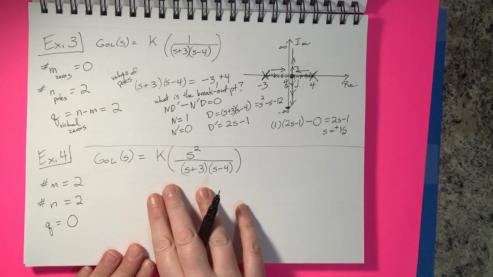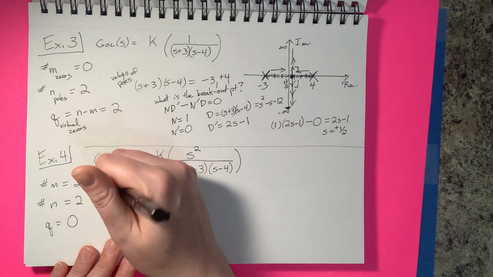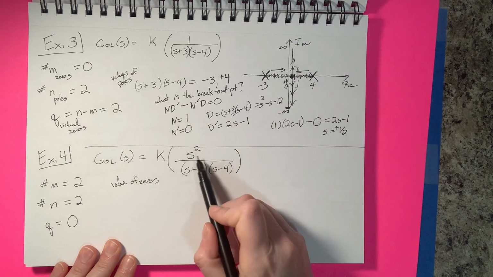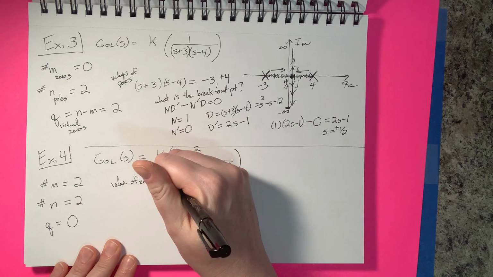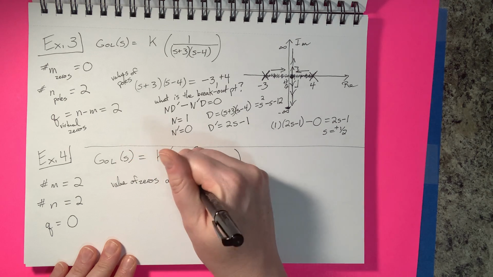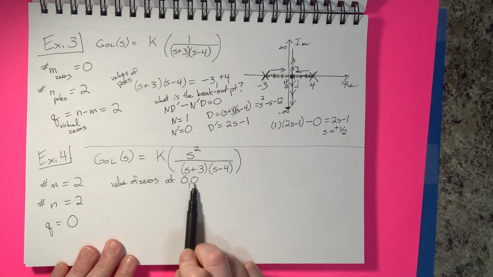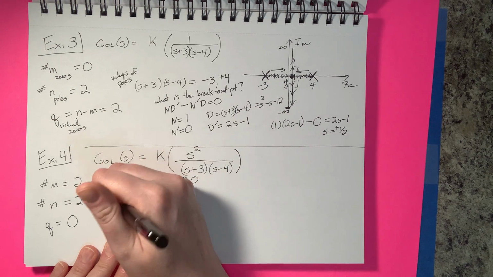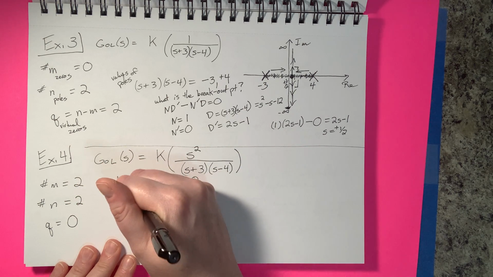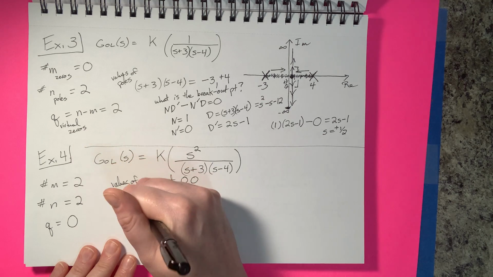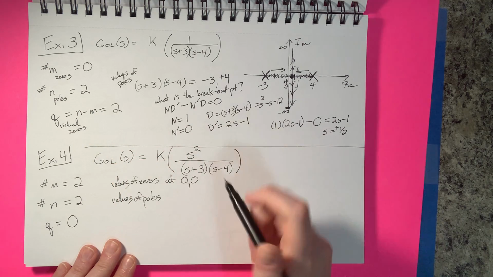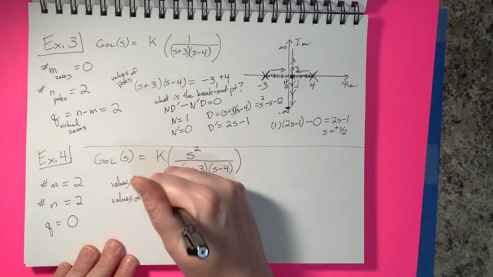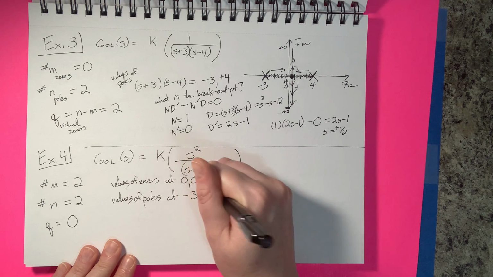Okay, so now we find the values of the poles and the value of the zeros, okay? Value of zeros, we've got 2, they're duplicated at 0. So I like to list them out independently if I have a certain number of them. All right, so then we have the value of poles. Okay, these again are going to be the same as our previous example because we have the same denominator. Okay, so they're -3 and +4.